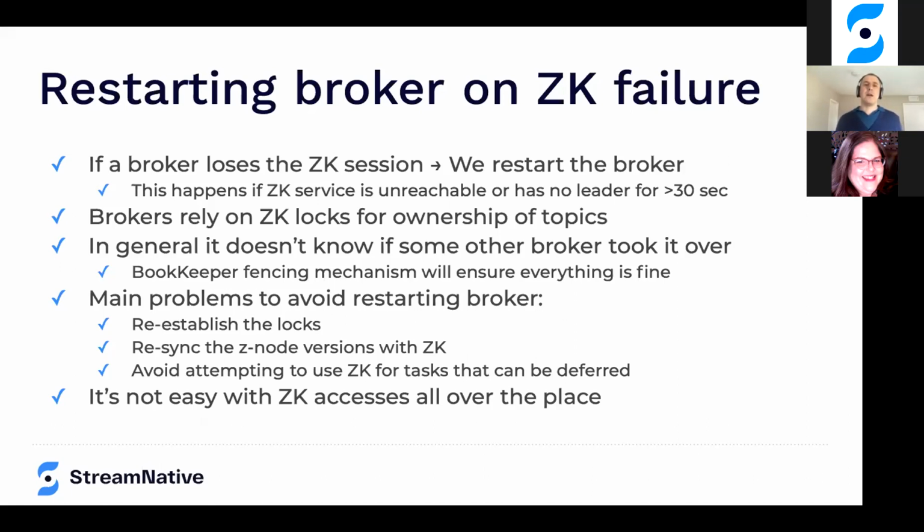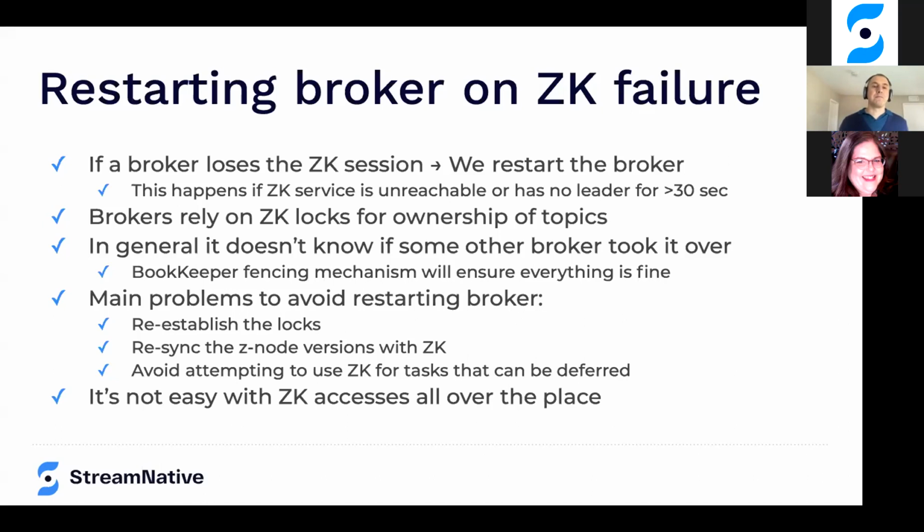The question is that we don't strictly need to do this, because BookKeeper fencing will ensure that if some new broker takes over the topic and we try to write on the same ledger, or close the current ledger and write on a new ledger, that will fence the older broker out. So there's no data race condition there anyway. But the main problem to solve is still that if a broker loses a session and does not restart, you have to have a mechanism in place so that you can try to reacquire the locks when the session gets restored.